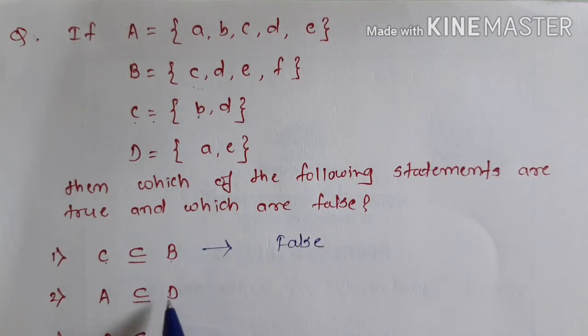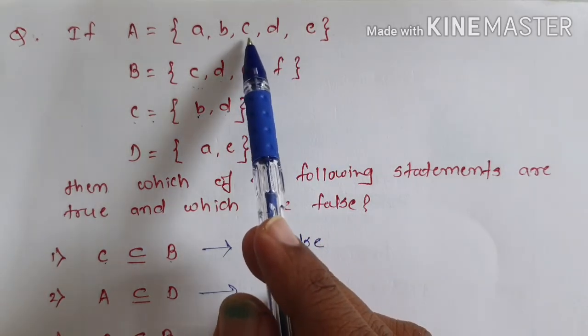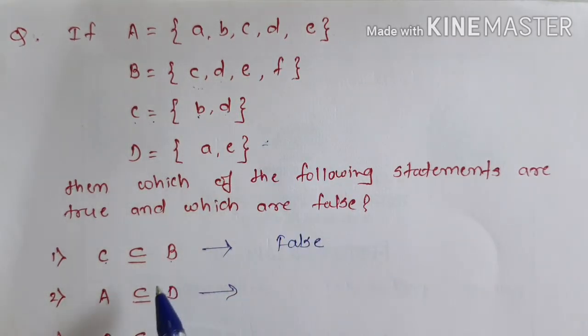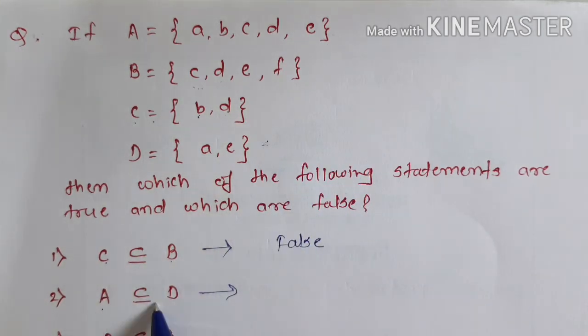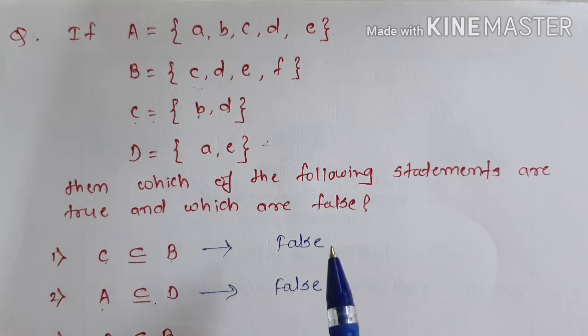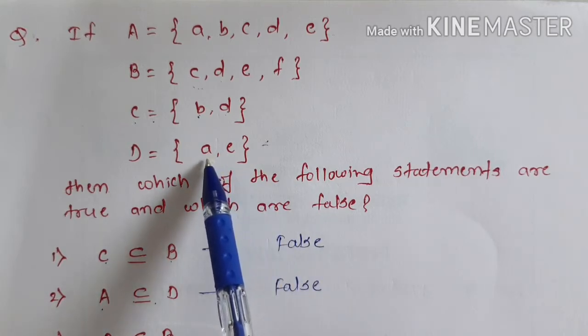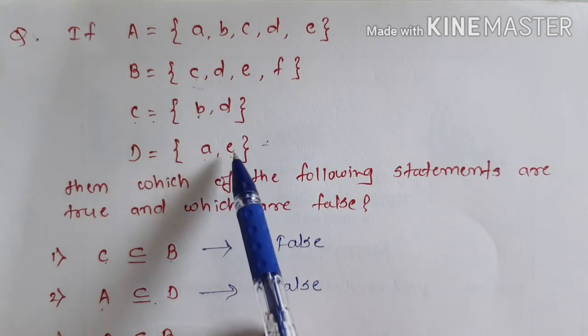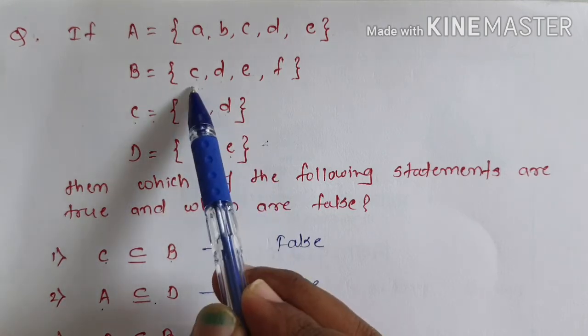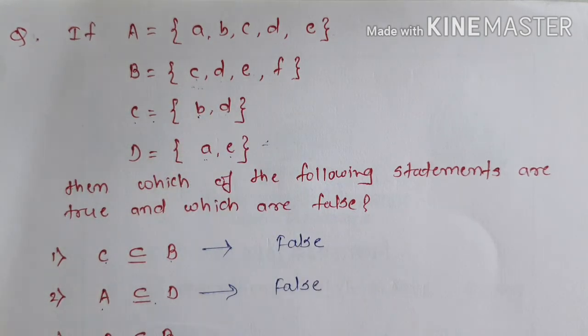Second statement is A is a subset of D. So every element of A is not in D. That's why it is not possible that A is a subset of D, and it is given that A is a subset of D. That means the statement is false. Third one is D is a subset of B. So in set D we have elements a and e, and they are not both in set B, because e is there but a is not there in set B. That's why D is also not a subset of B. So the given statement is again false.